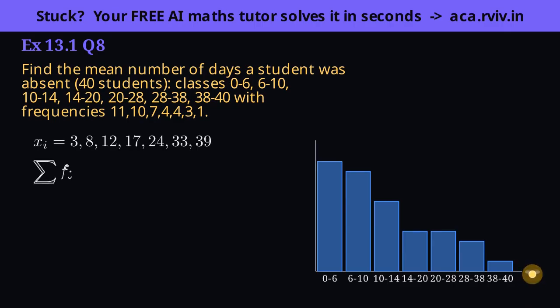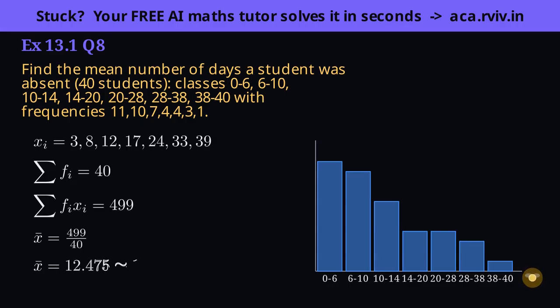Add the frequencies for the total, 40 students. Multiply each class mark by its frequency and add every product, the plain weighted total, 499. Divide by the 40 students to reach the balance point. 499 over 40 is 12.475, about 12.48 days.